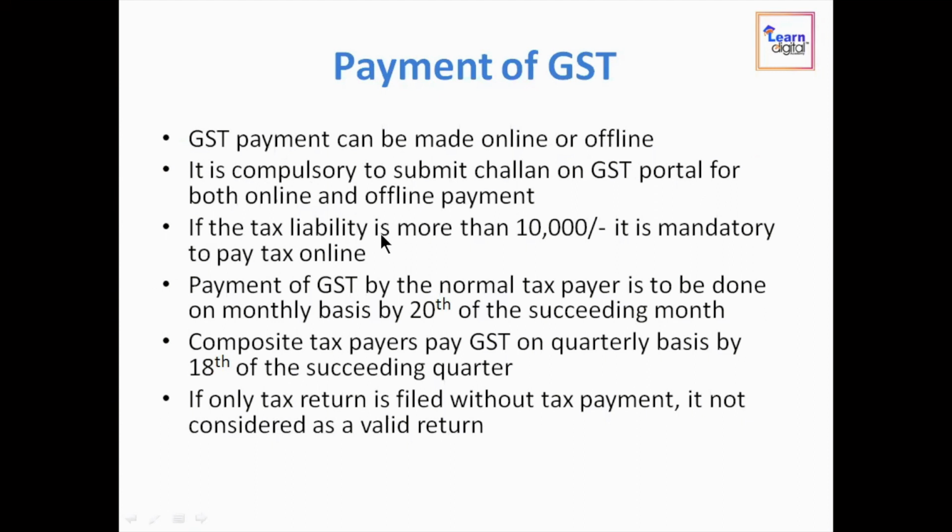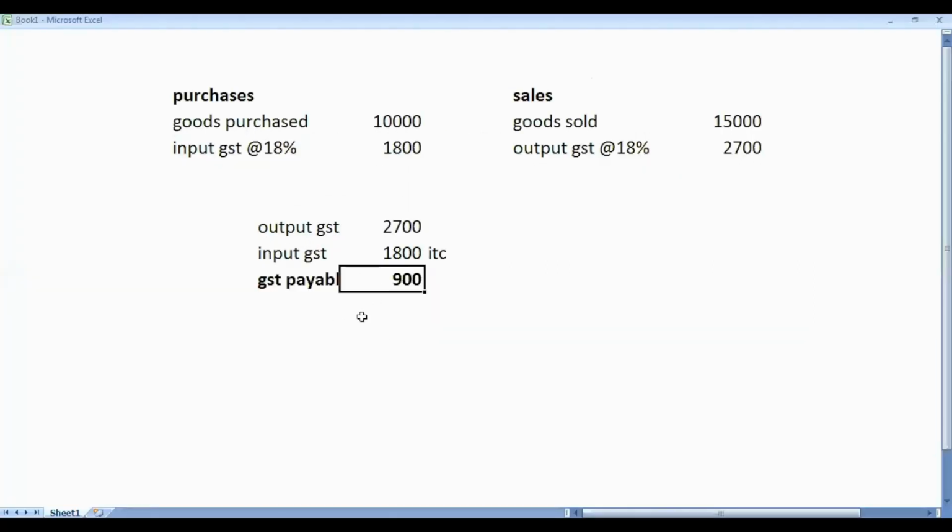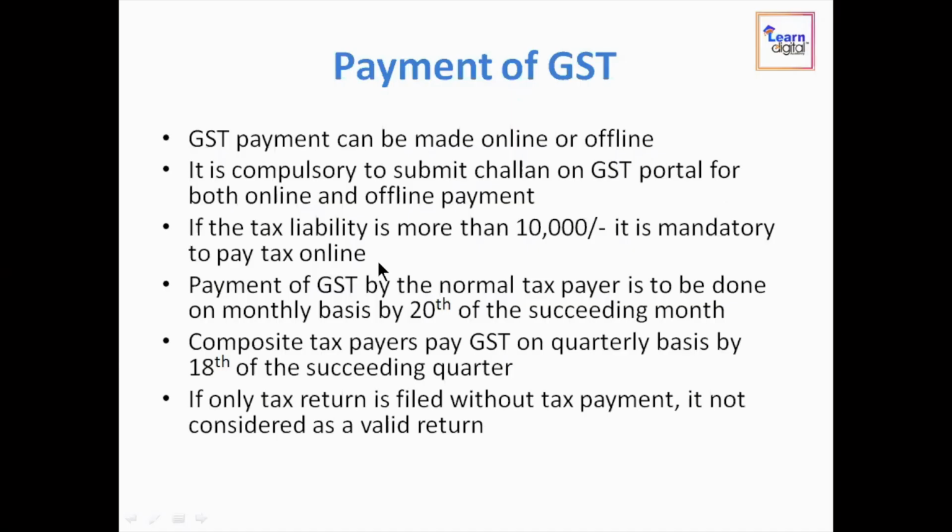If the tax liability is more than 10,000, it is mandatory to pay tax online. So suppose our tax liability is 900, then we can pay offline also. But if the total tax liability payable to the government crosses 10,000, then in that case it is compulsory to pay the tax online.